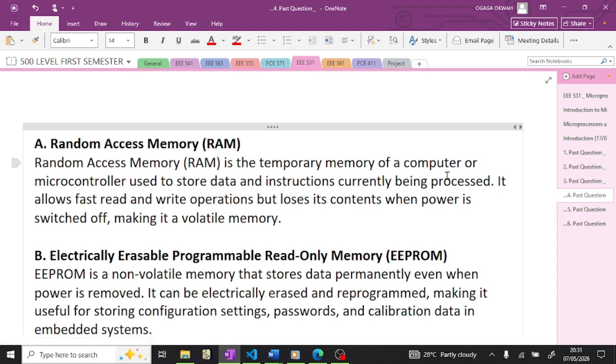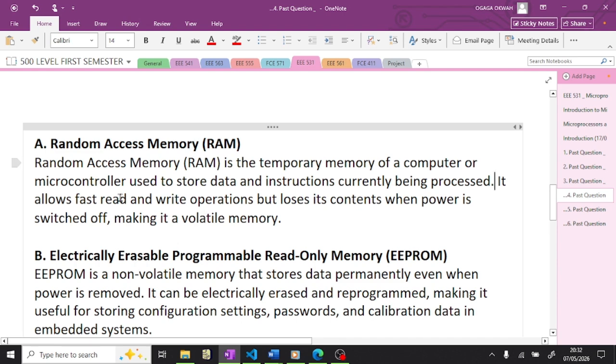You can see that in our phones. Your phone, how many gig RAM? It's 4 gig RAM, 2 gig RAM. It means your phone can process data up to 4 gig at a time. That's the meaning of RAM. It's not the same as your other memory. It allows fast read and write operations, but loses its content when power is switched off, making it a volatile memory. I believe that's clear.